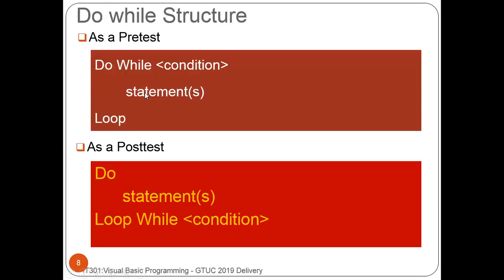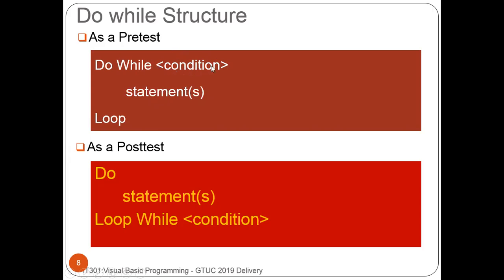So this is how the structure actually looks. In the do while loop, we would have do, then the keyword. So the do and the while are the keywords, then the condition. Now inside the block, you would have the statement that you would want to continue to execute as long as this condition here is true.